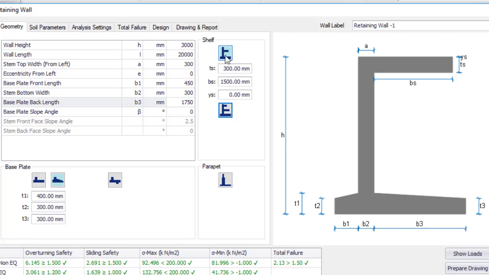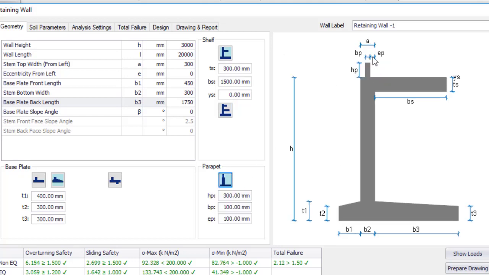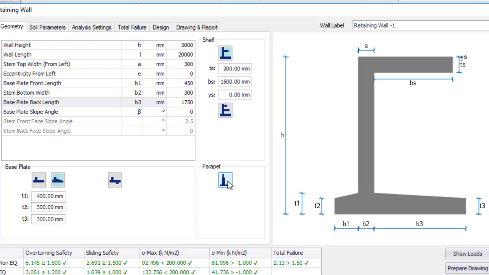If you don't need this shelf anymore, you click on this again, but I actually need the shelf, so I will leave it as that. Then for the parapet, a parapet is simply a wall you have on the wall. You click on it, then you see it will bring a wall there. Then you can change the dimensions and everything, but I don't need it, so I'll click it again. All right, so that is all for the stem.